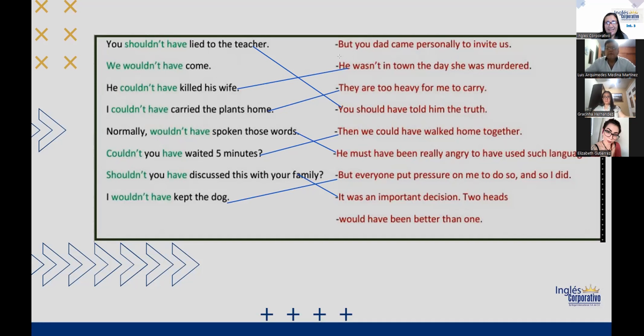But your dad came personally to invite us, right? So this would be the best option. This one, I don't think it has any match, right? So it's an extra one. It's just to distract you, okay?